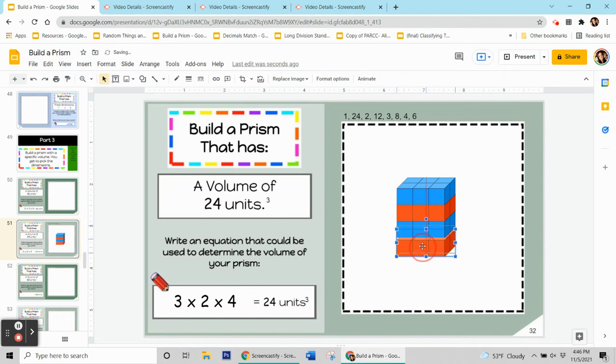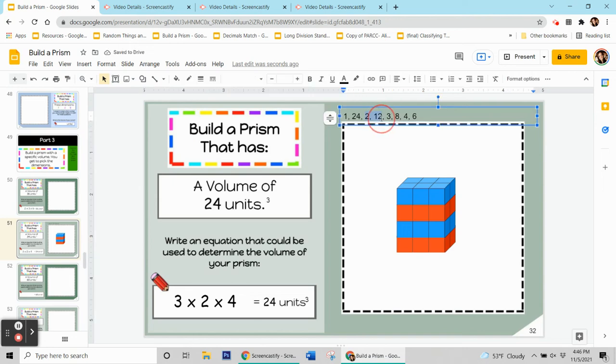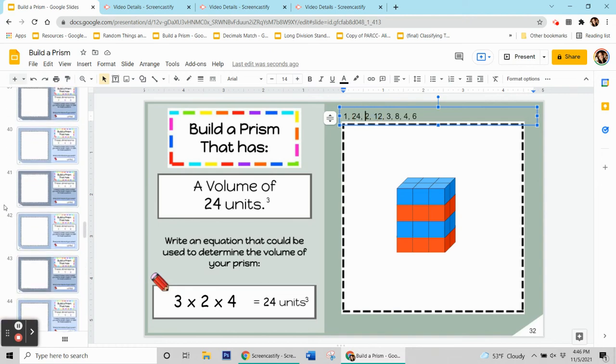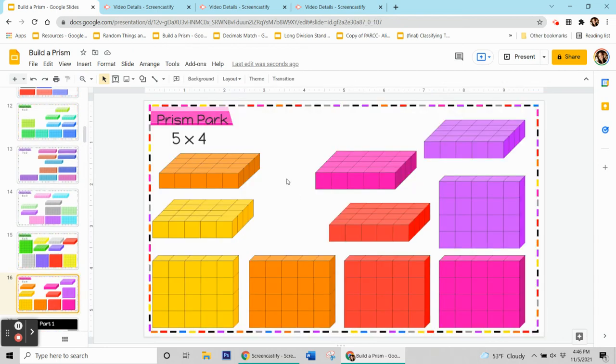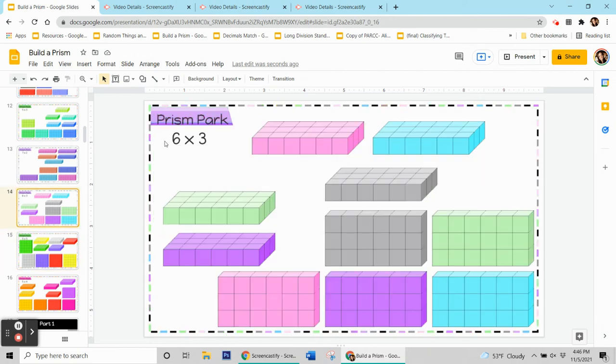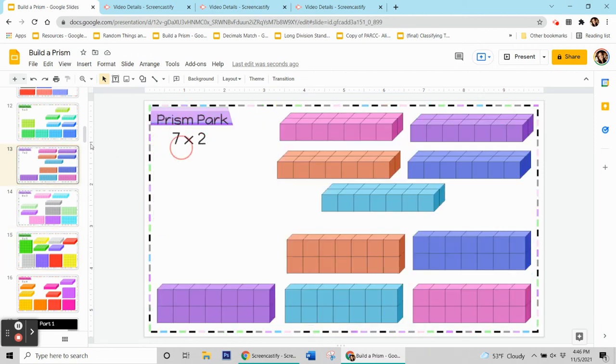Okay, real quick, let's say I wanted to make 24 a different way. So maybe 12 times 2. I need a base of 12 and then 2 stories. So I would come back up. Again, remember what slide I'm on so I can find it again. I need a base of 12.